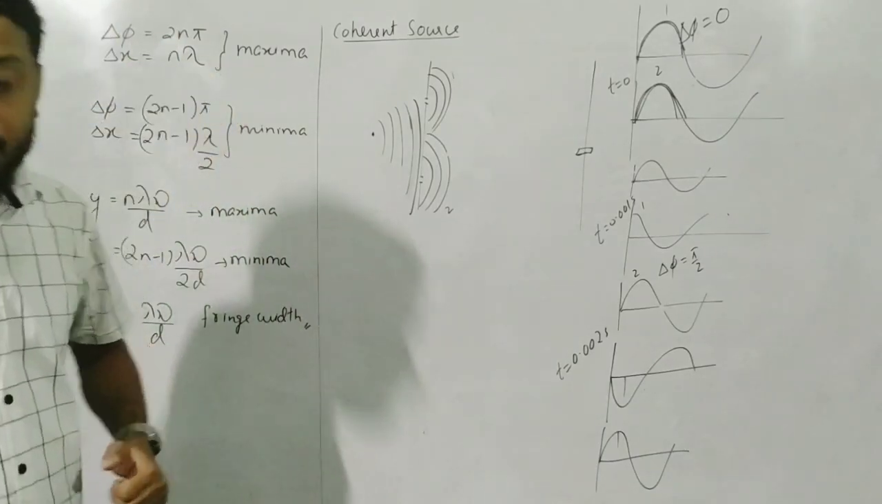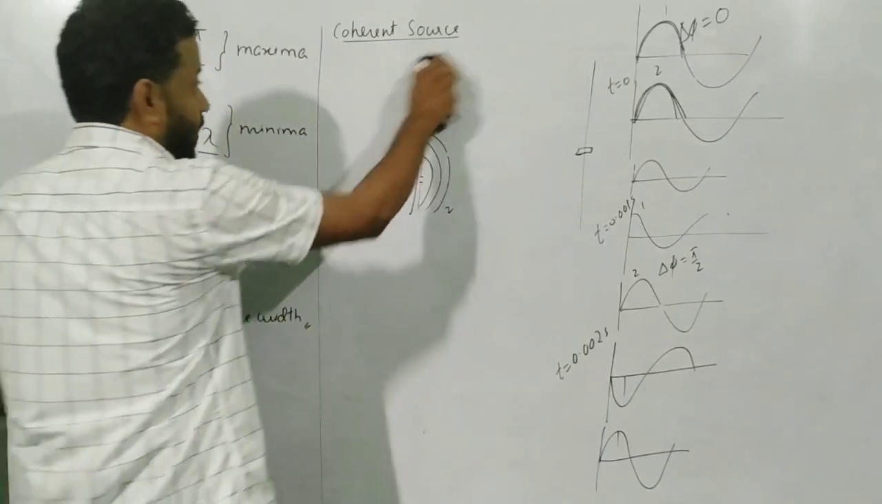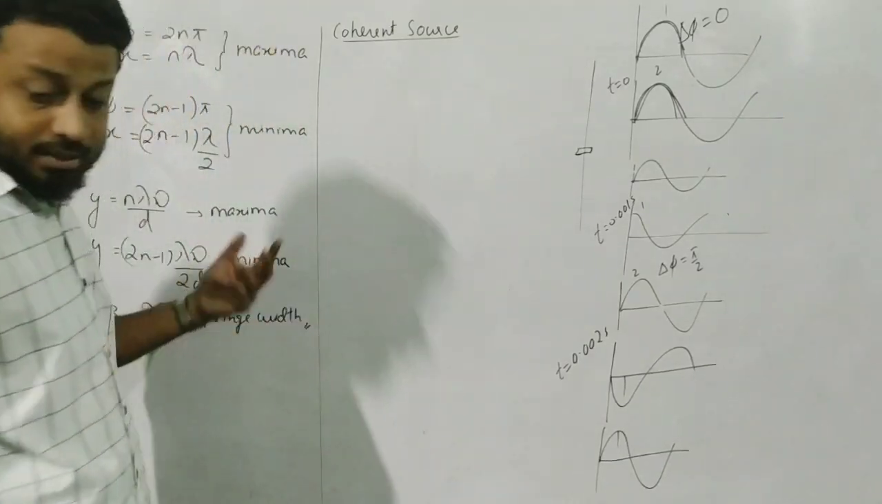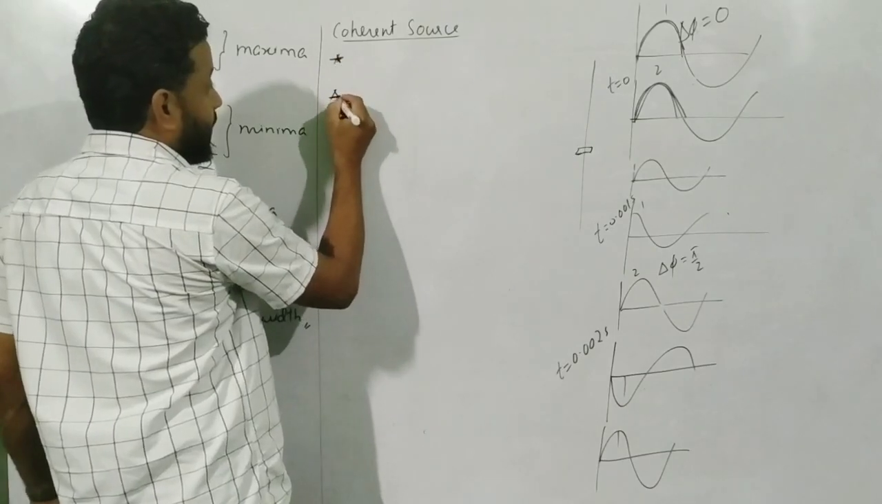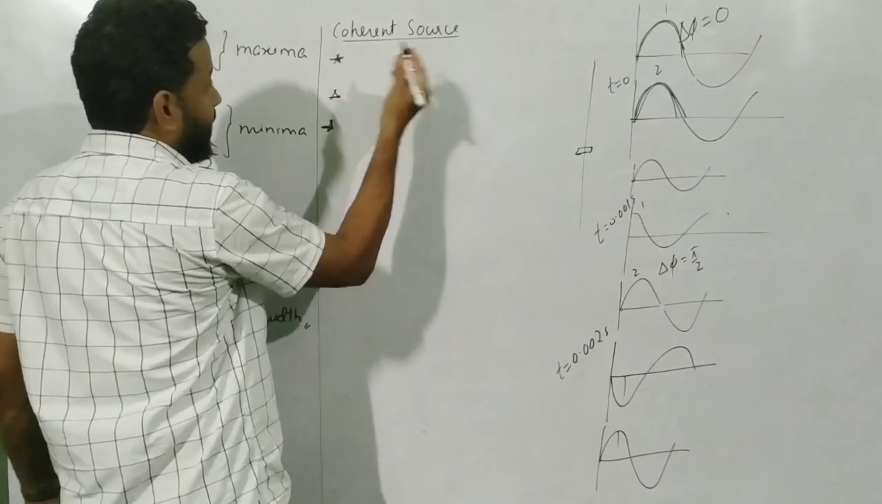So I am going to sum up now. What are the things which you have to know now? So what exactly is coherent source of light? Definition, it should include two things, rather three things, and then you can make a sentence.